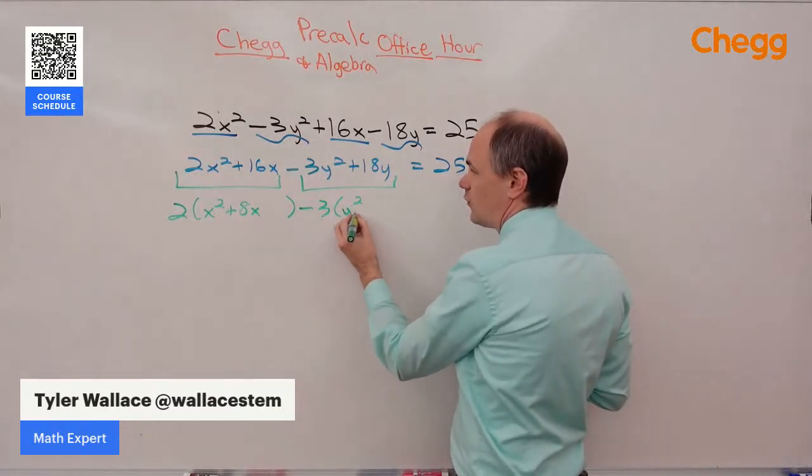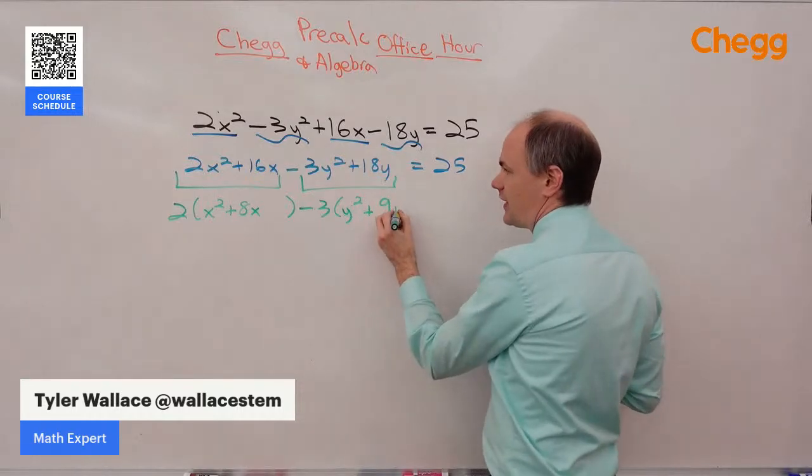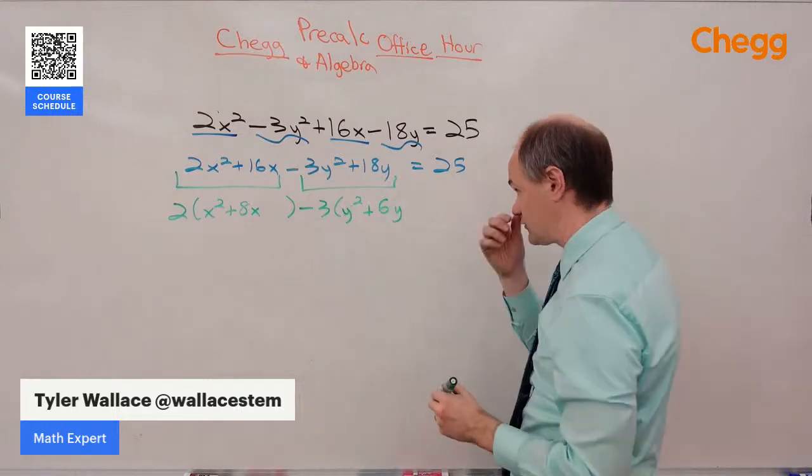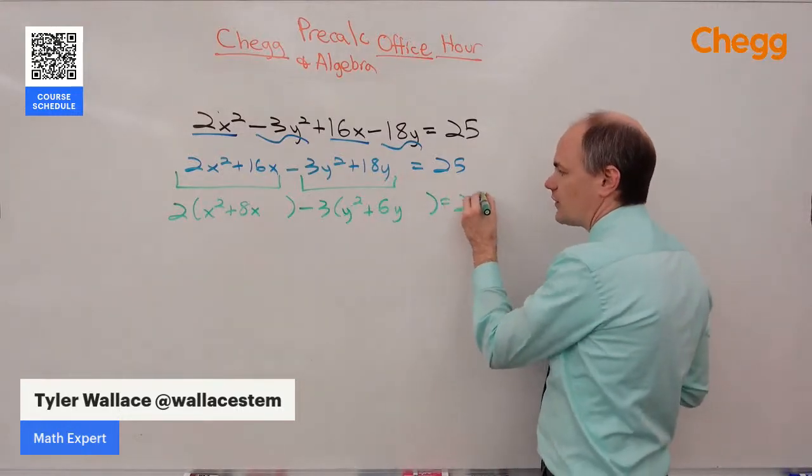We're doing y's over here. Y squared plus 9y. Nope. 18 divided by 3 is not 9. 18 divided by 3 is 6. Equals 25.